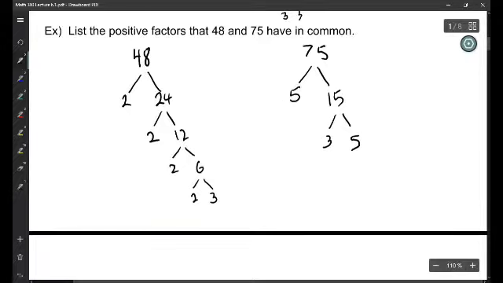Now, what positive factors are common to 48 and 75? Well, only 3. Only this factor of 3 is common. There are 4 factors of 2 in 48 and 2 factors of 5 in 75. And the only common factor between the two numbers is the number 3.